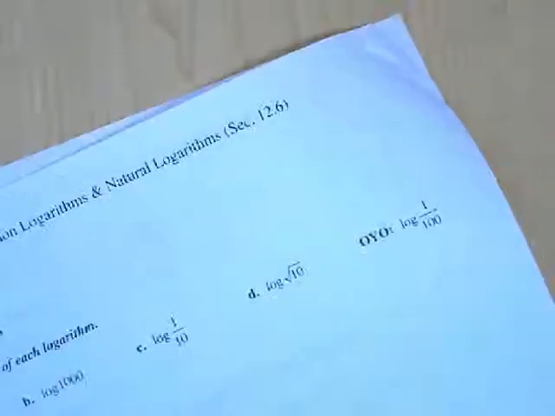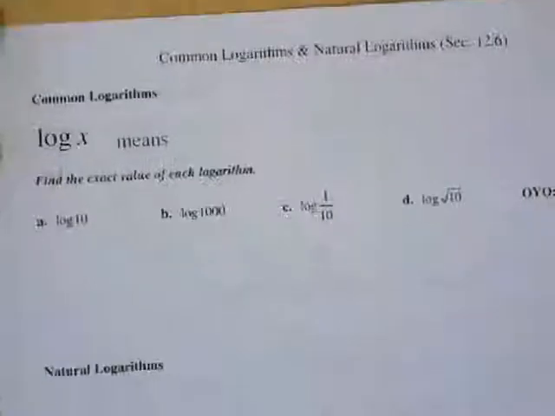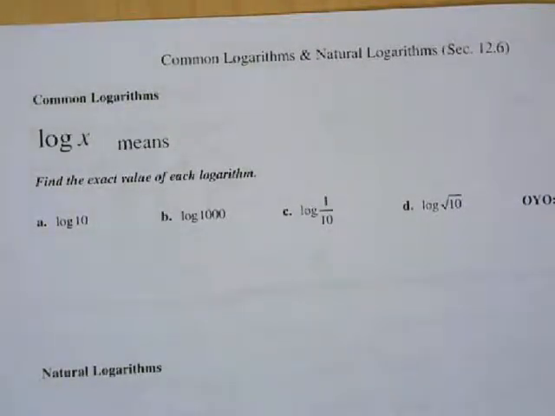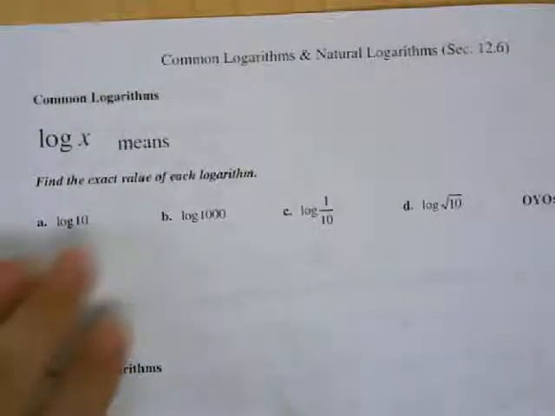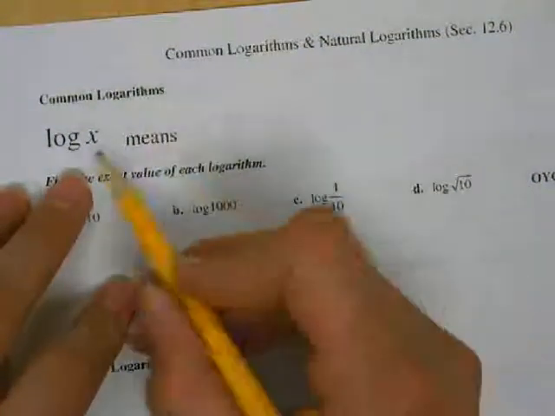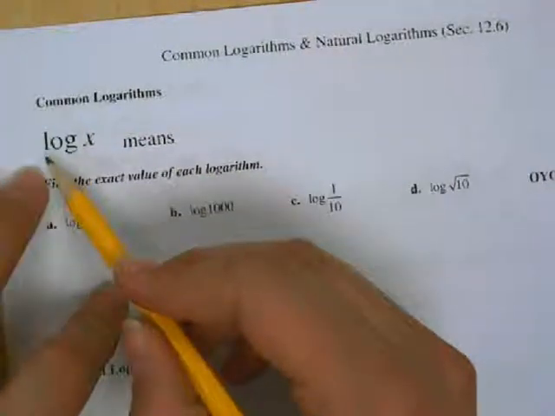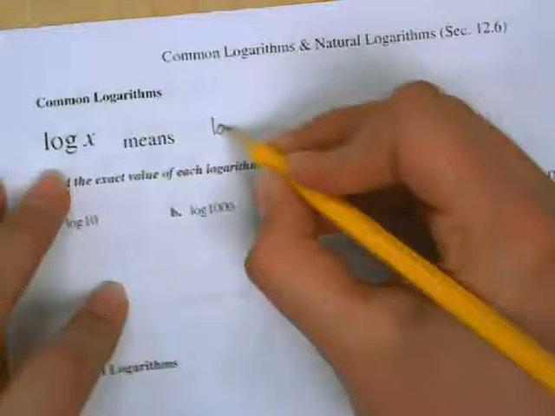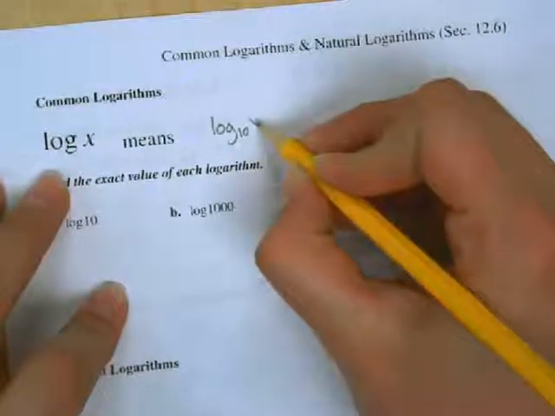Okay, so the last section we have to look at is the common and natural logarithms. These are very special logarithms. They show up a lot, which is why they're called common and natural logarithms. For instance, the common logarithm, log x, is how it's written. This is the common log, and it means log base 10 of x.